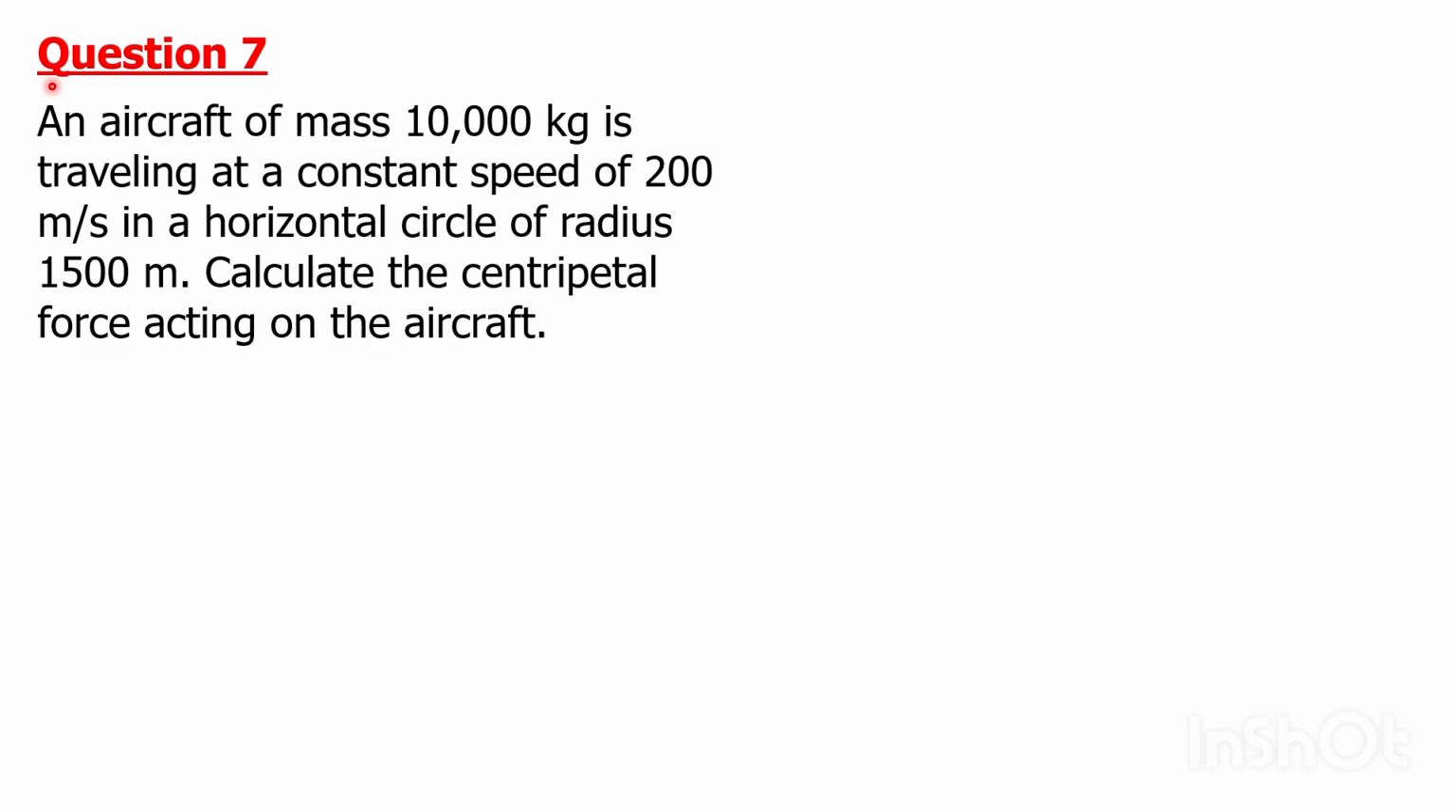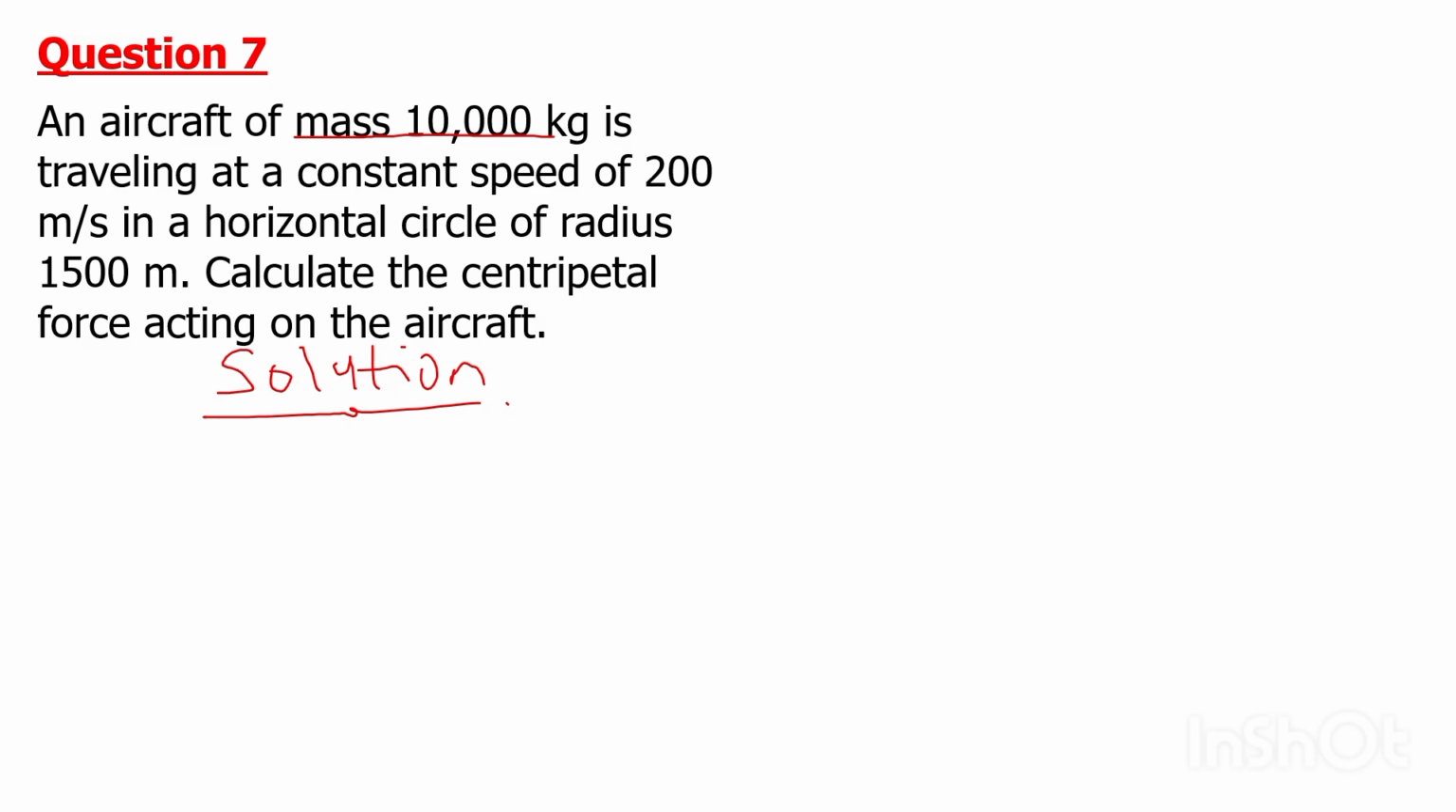Question number 7. An aircraft of mass 10,000 kg is traveling at a constant speed of 200 meters per second in a horizontal circle of radius 15 meters. Calculate the centripetal force acting on the aircraft. So the first thing first, let's identify everything. It will help you to remember the formula.